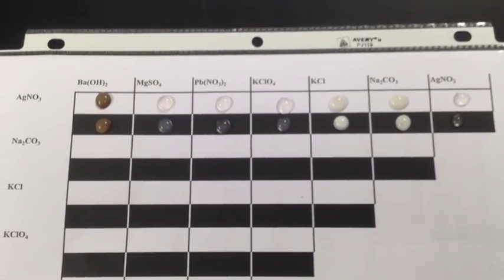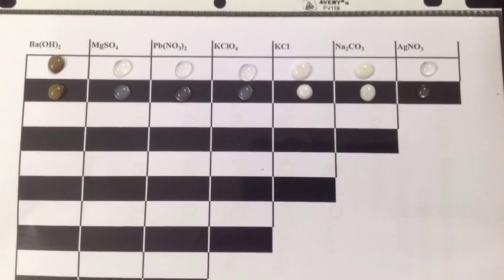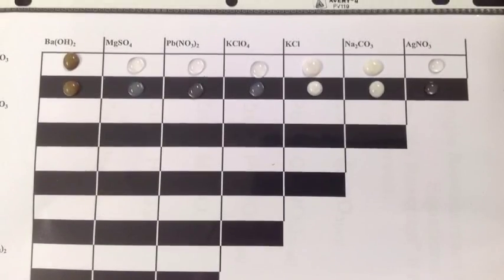Notice we have very clear precipitates forming with barium hydroxide, potassium chloride, and the sodium carbonate.